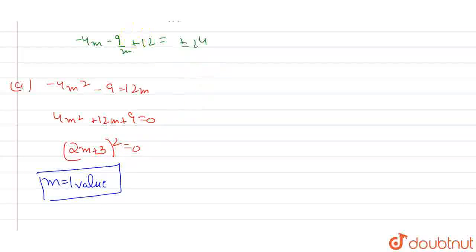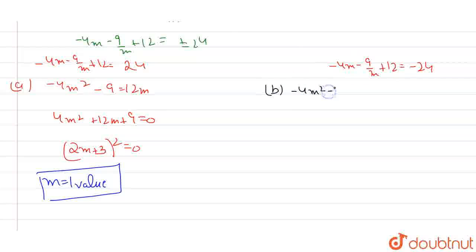Now we have another case when we have to consider the value of 24 as negative. This one is for positive, which is 4m minus 9 by m plus 12 equals 24. And this one will be for negative, 4m minus 9 by m plus 12 equals minus of 24. Simple, right? So if I take another equation b, this one will become 4m square minus 9 equals minus 36m, right?